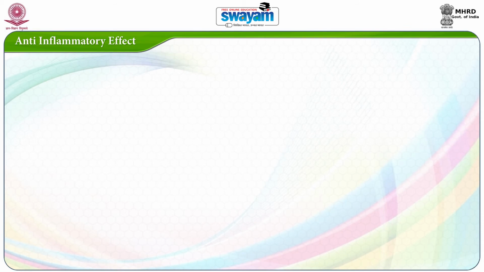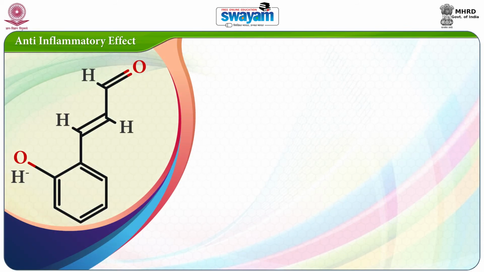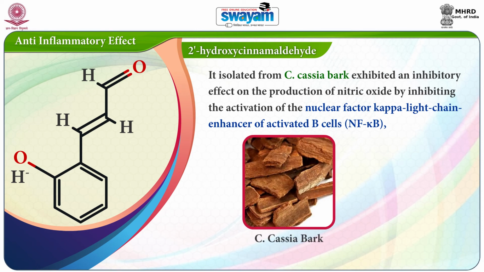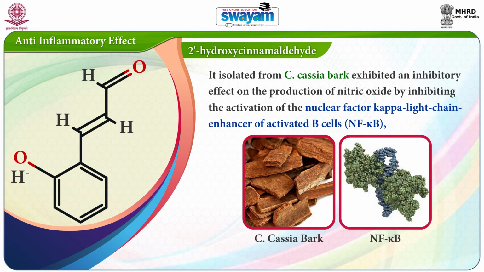Next, we shall look into its anti-inflammatory effect. A recent study reported that 2-hydroxycinnamaldehyde isolated from cinnamon bark exhibited an inhibitory effect on the production of nitric oxide by inhibiting the activation of the nuclear factor kappa light chain enhancer of activated B cells, indicating that this substance can potentially be used as an anti-inflammatory agent.